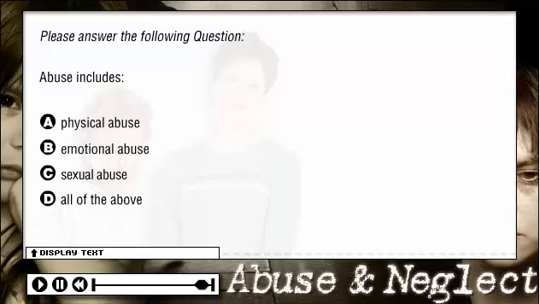Question. Abuse includes A. Physical abuse, B. Emotional abuse, C. Sexual abuse, D. All of the above. Answer. D. All of the above.